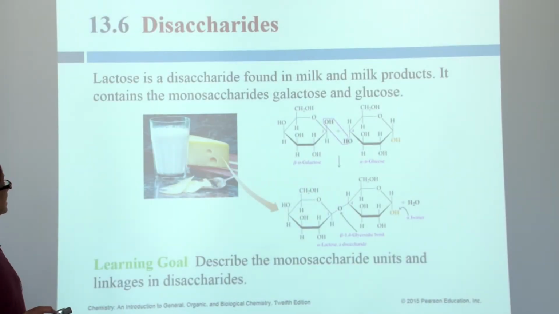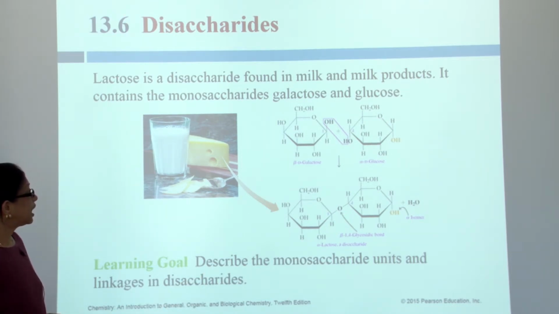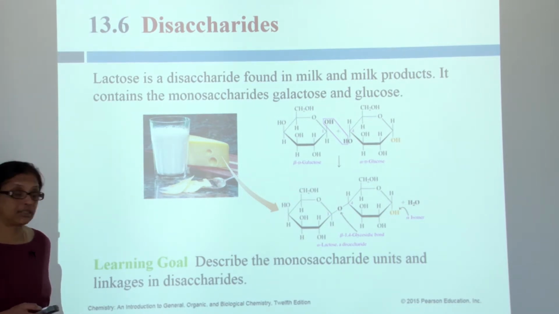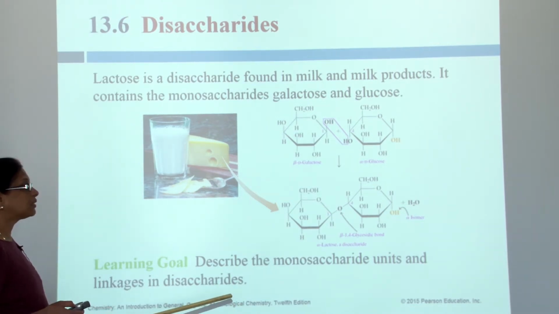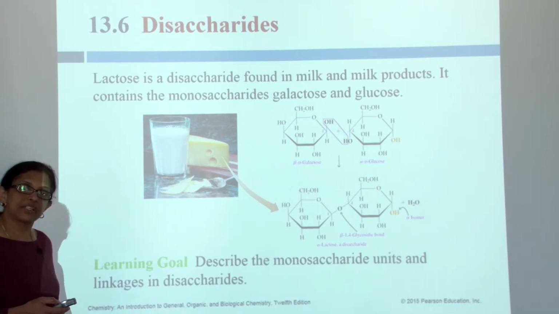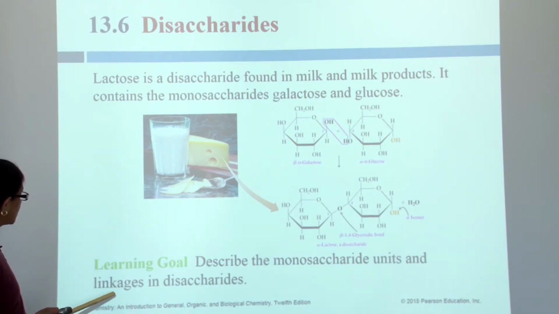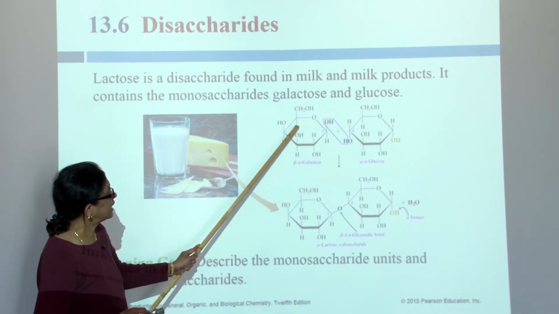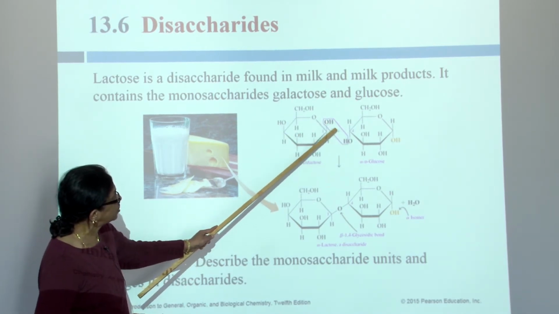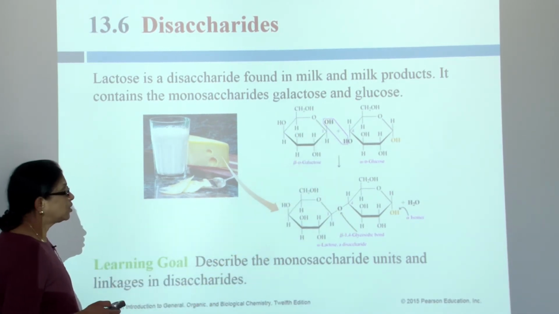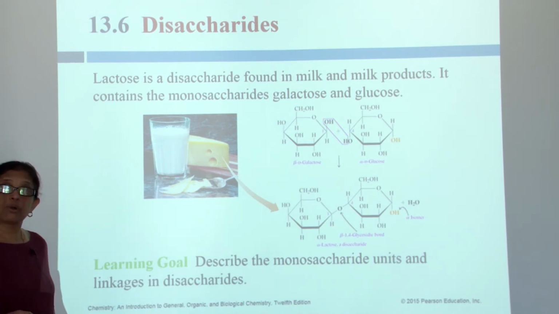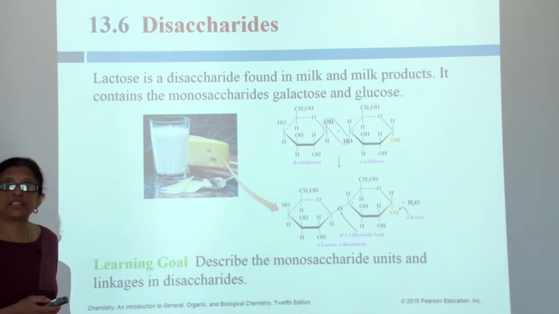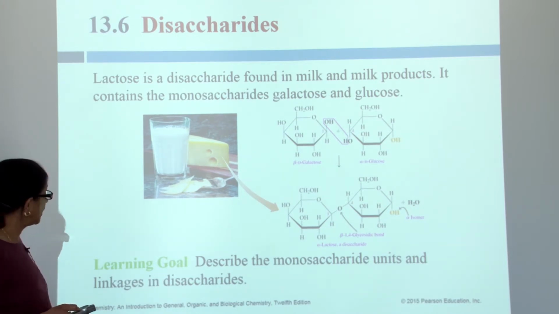Now we are going to discuss disaccharides. A disaccharide, as the term suggests, is two monosaccharide units linked together. In this unit, we are going to describe the two monosaccharide units present in the disaccharide and discuss the linkage. So there are two monosaccharide units in a disaccharide, and then there is a linkage of the two monosaccharides. We are going to identify the two monosaccharides and identify the linkage. That is the learning goal.